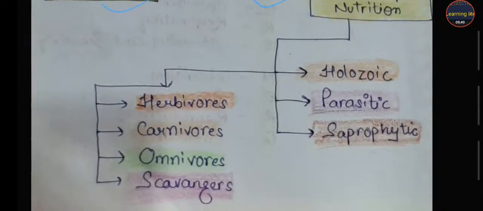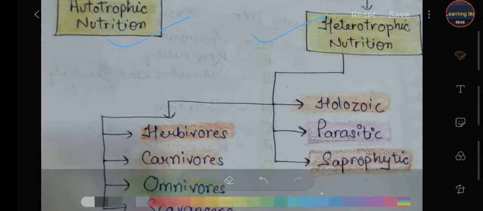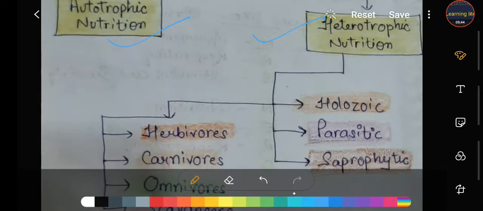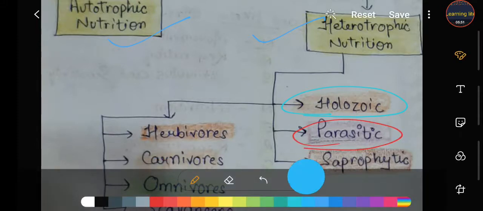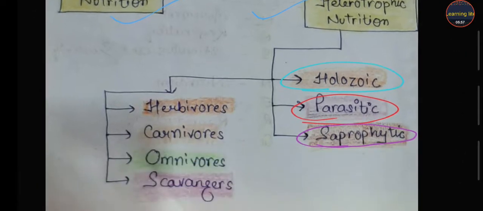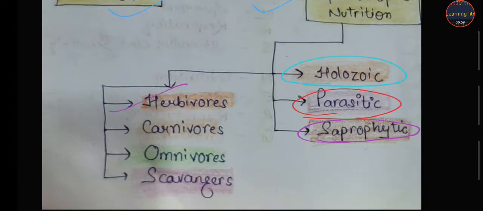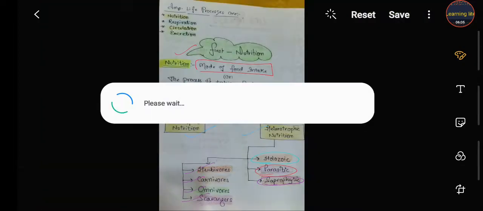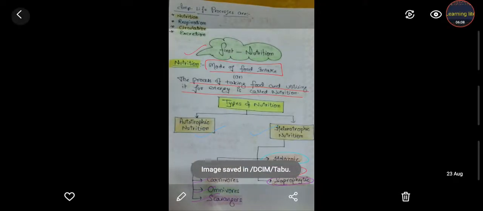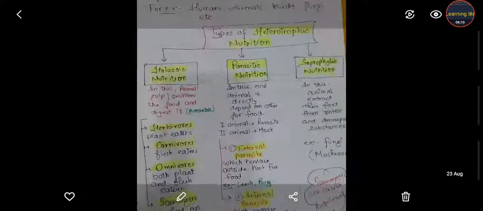What are the different types of heterotrophic nutrition, students? Heterotrophic nutrition is mainly of three types: holozoic nutrition, parasitic nutrition, and the last one, saprophytic nutrition. Holozoic nutrition has other types like herbivores, carnivores, omnivores and scavengers. Okay, let's study these in detail also, students.